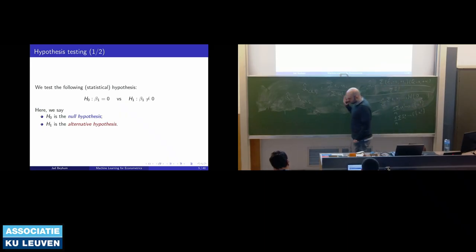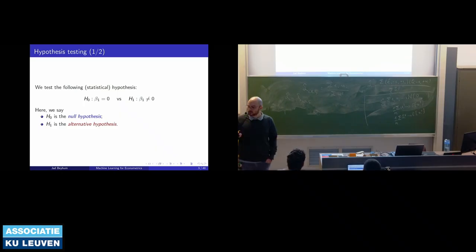So first, we want to test the following hypothesis. We want to test H0: beta 1 is equal to 0. We want to know if there is or not a causal effect of education. Versus H1: beta 1 different from 0. How do we proceed? As I said, we do that in a manner which is very similar to the justice system. We start from the assumption of innocence, or in other words, in the statistical context, from H0.